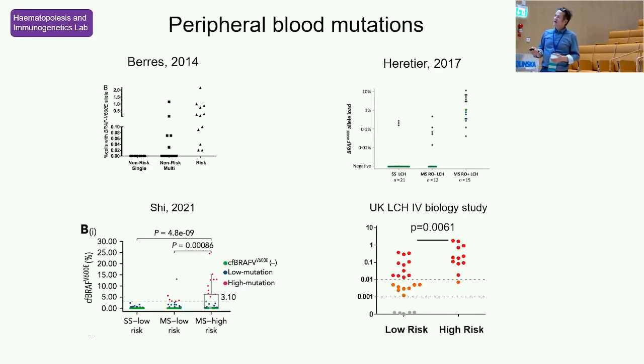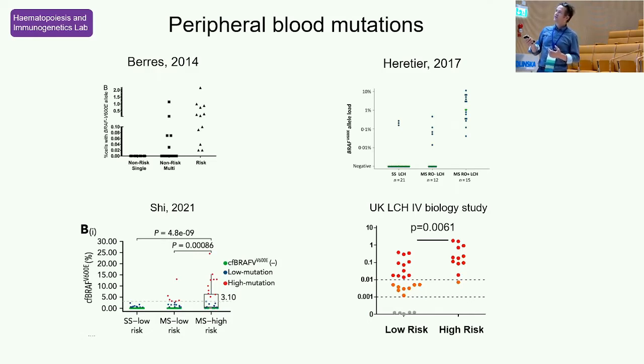So you've just seen one of these kinds of figures. This shows the level of BRAF mutation in different risk groups of LCH, and you'll see that in patients who have single system LCH, mostly you can't detect mutated alleles in the blood or the cell-free DNA. But if you have multi-system LCH, there's a few patients that are positive, most are negative. And then most patients with high-risk LCH, multi-system risk organ positive, have easily detectable mutation in the blood.